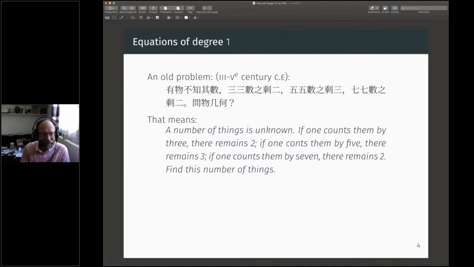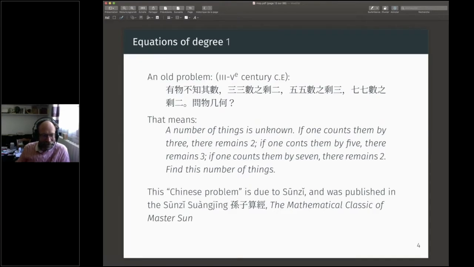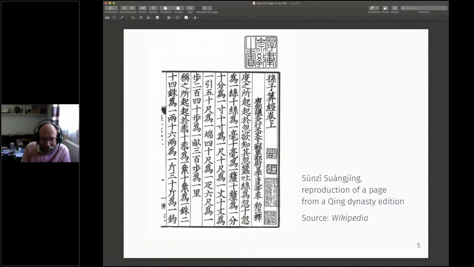So this kind of problem is known today as an example of what is called the Chinese remainder theorem. So it was a Chinese problem. It's due to, I will pronounce it how I can, Sunzi or something like that, and published in the Sunzi Suanjing, which means presumably the mathematical classic of Master Sun. You will all agree that it is a nice title for a mathematical book. And here is a reproduction of a page from an edition of the Song Dynasty.